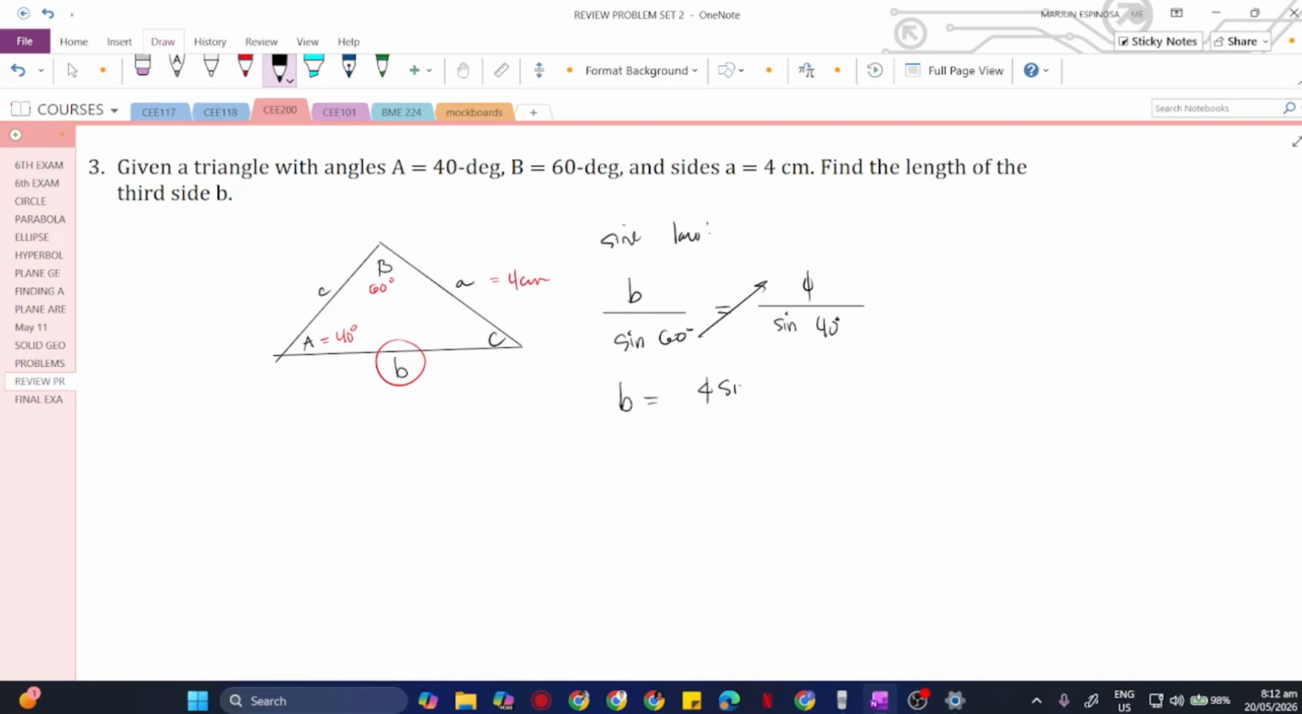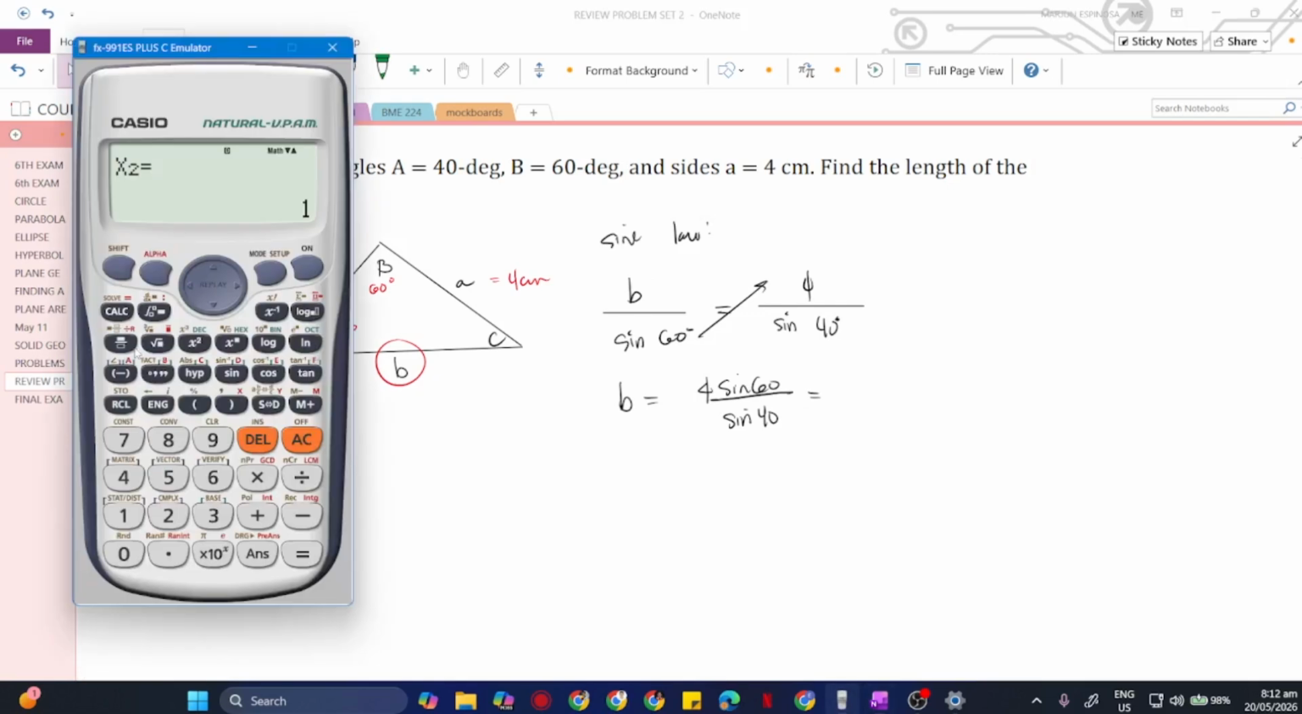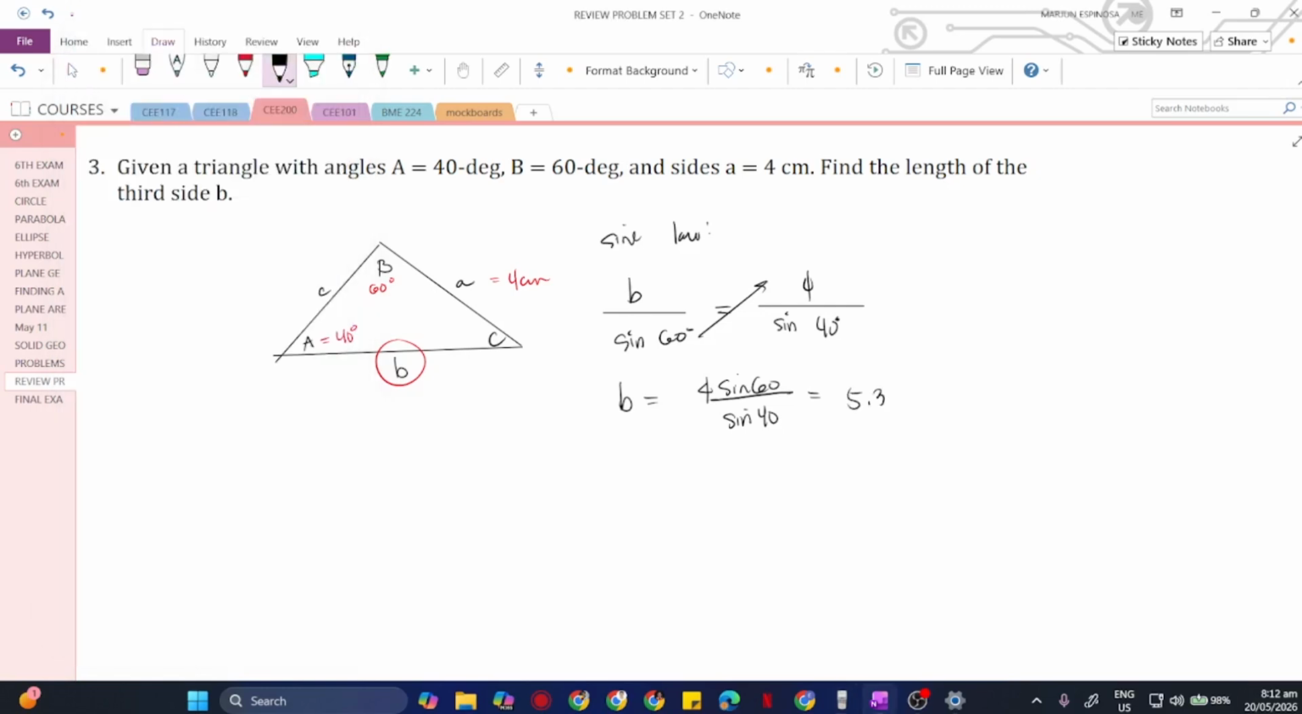we have 4 sine 60 all over sine of 40 degrees. So, let's get a calculator. Make sure you are in degree mode. 4 times sine 60 all over sine 40. Okay? The answer here is equivalent to 5.39. Okay, 5.39 centimeters. So, that is our answer for the third side B.